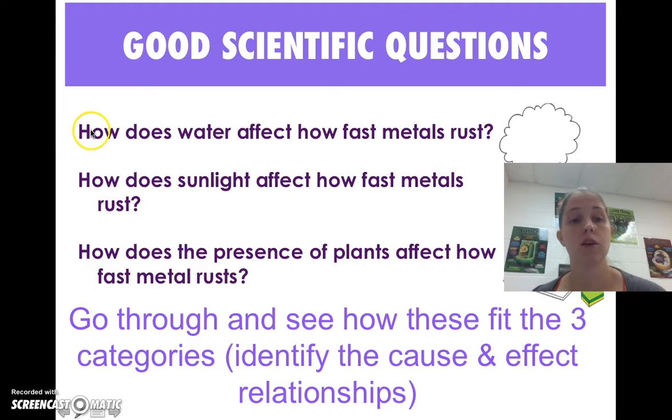So does this show a cause and effect relationship? The cause is water. The effect is how fast metals rust. So the cause and effect relationship. Is this testable?